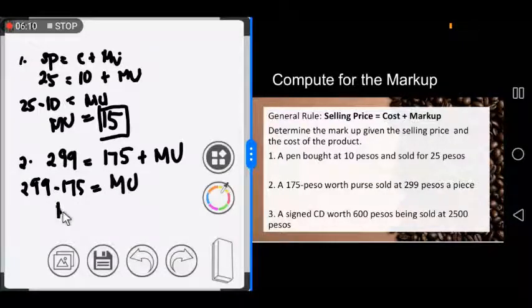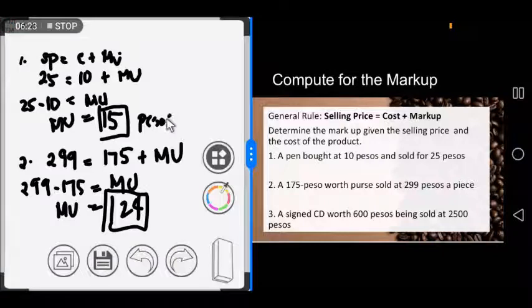Therefore, markup will be equal to 124 pesos. No po? So, pesos po yan. Markup.